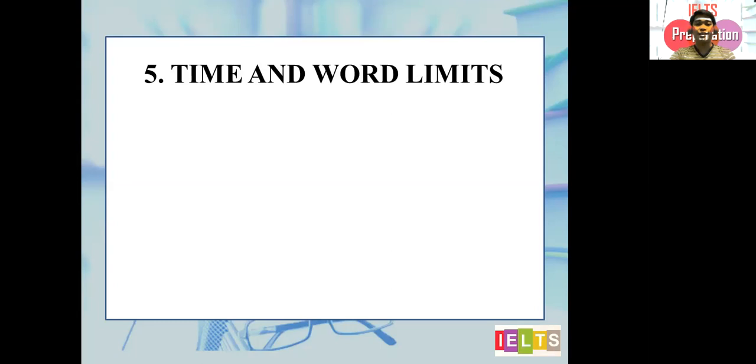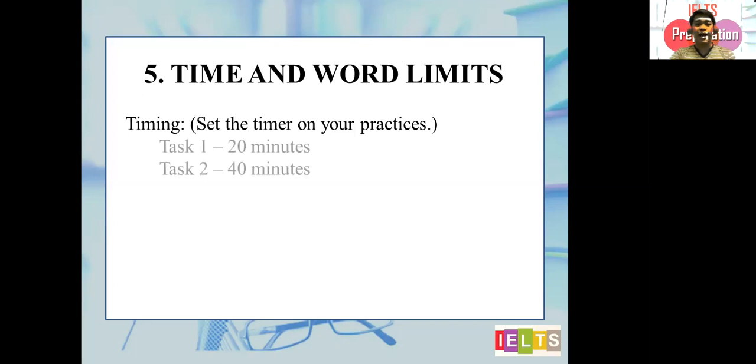And number 5, tip: time and word limits. For the timing, as you practice writing at your homes or wherever, it is important that you set the timer on your practices. For task 1, you should be strict in imposing the 20-minute rule when you write. Do not cheat, okay? Because honesty is the best policy. And in task 2, write in 40 minutes. Do not go beyond it. Try to maximize 40 minutes to be able to come up with a good write-up.